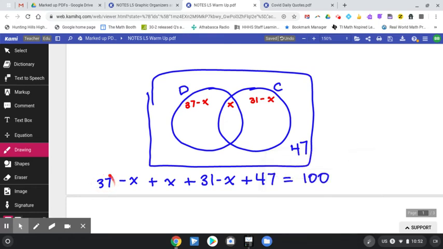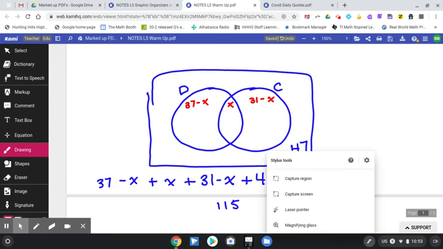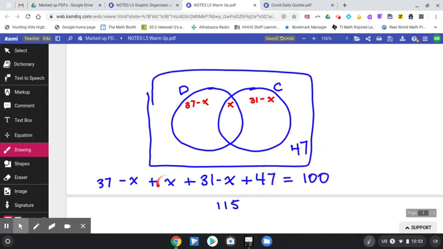I'm going to combine all of the constants that are over here on the left-hand side, and they come to 115. I'm also going to combine all of these x's, so just combining like terms. These two together would make 0, so the only one left would be the subtract x.